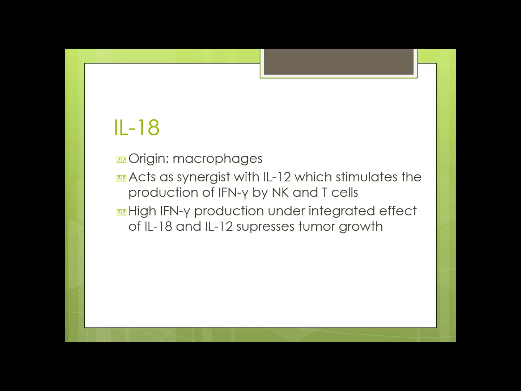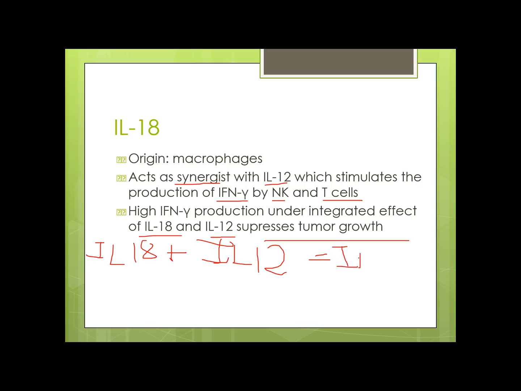Then we have your interleukin 18. Origin class is your macrophages. Acts as a synergist with interleukin 12, which stimulates the production of interferon gamma by NK and T cells. High interferon gamma production under integrated effect of interleukin 18 and 12 would suppress tumor growth. So when you have interleukin 18 plus interleukin 12 class, this will cause the production of your interferon gamma, which can lead to decreased tumor growth. So one requirement for the creation of your interferon gamma is the combination of your interleukin 18 and interleukin 12, which is important for decreasing or suppressing tumor growth.